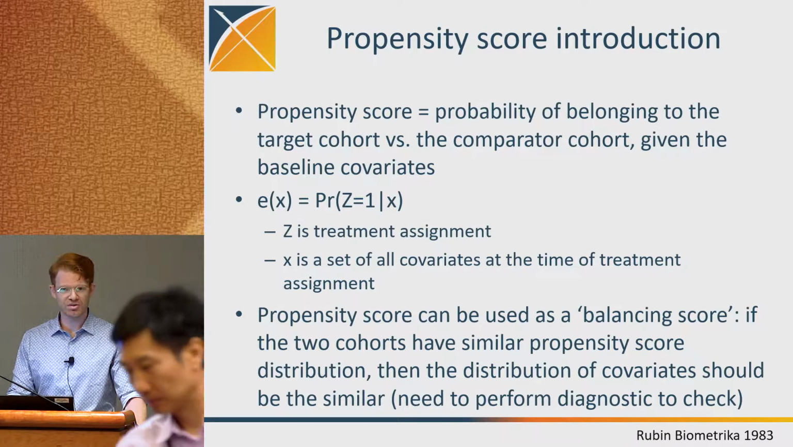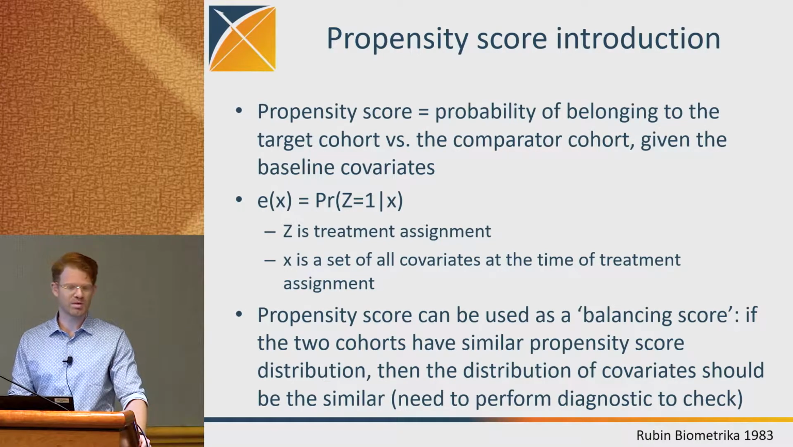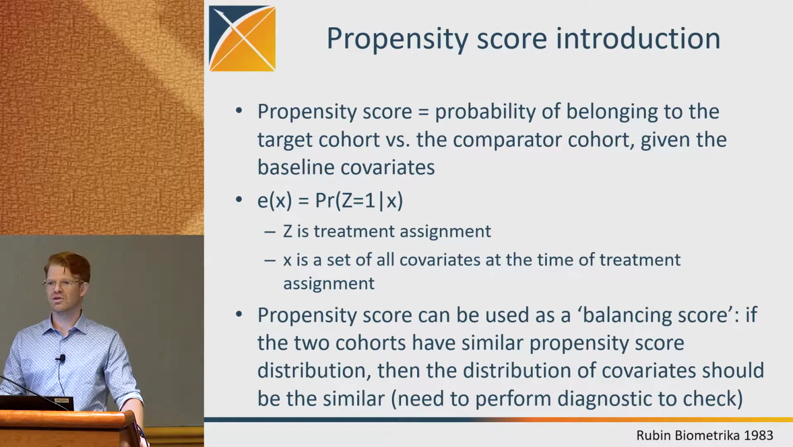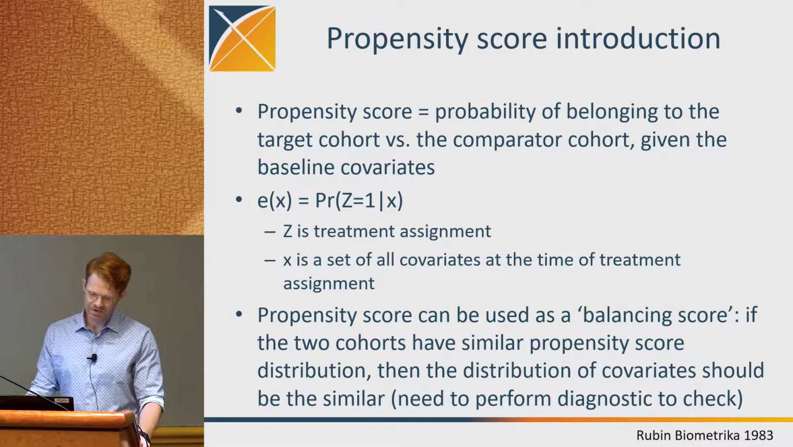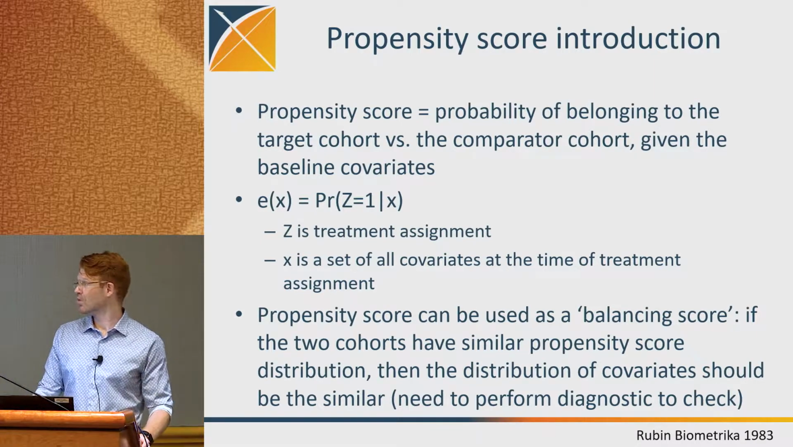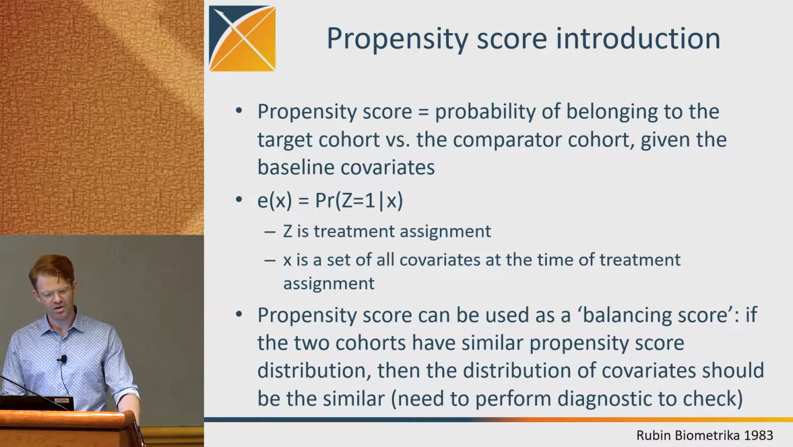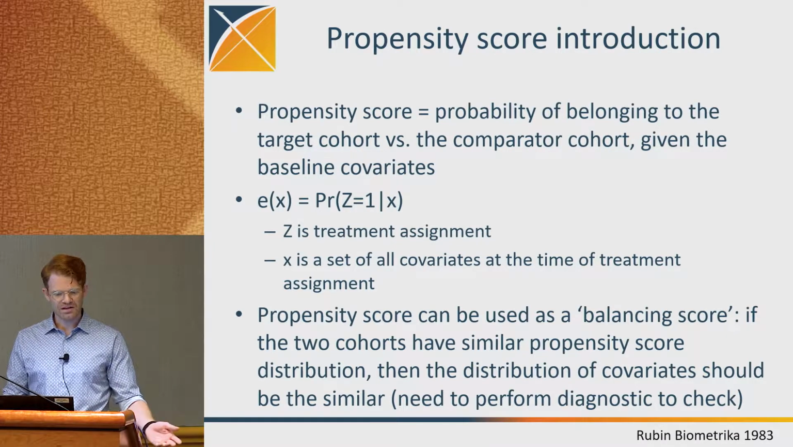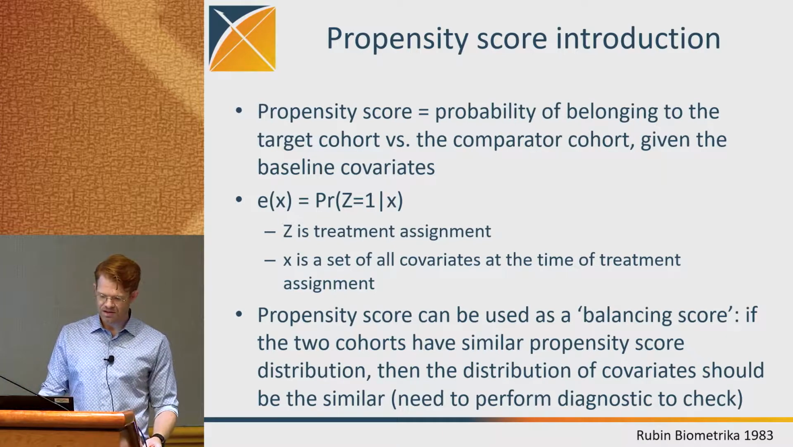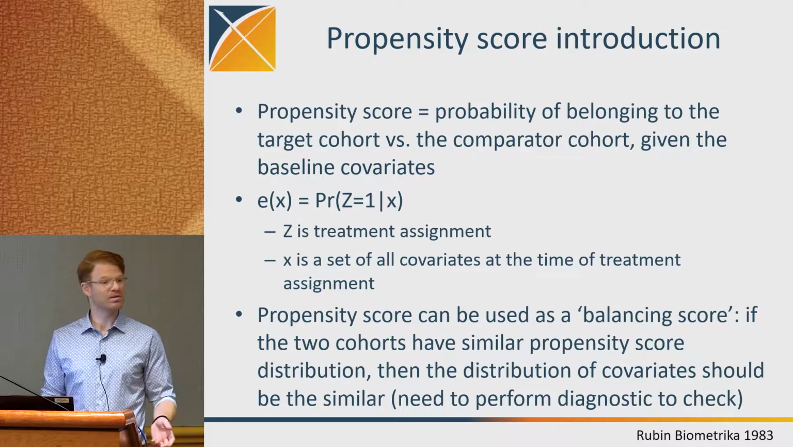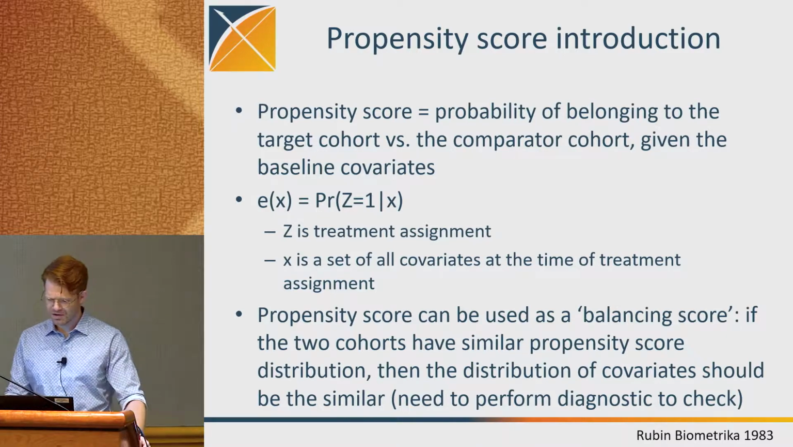So where it's randomization in a trial, in observational data, an approach to making those populations exchangeable or as close to exchangeable as possible is using something called propensity scores. Are we familiar with propensity scores? Everybody? Can I see hands? Yes, yes. Almost everybody. Okay, good. This is the probability of belonging to a target or a comparator cohort given baseline characteristics. Here's the probability of Z equals 1 given X, where Z is the treatment assignment and X is the set of all covariates at the time of treatment assignment or beforehand. You can use propensity scores as a sort of balancing score, whereas if two cohorts have a similar propensity score distribution, the distribution of covariates should be similar between the two groups, but you should check this.